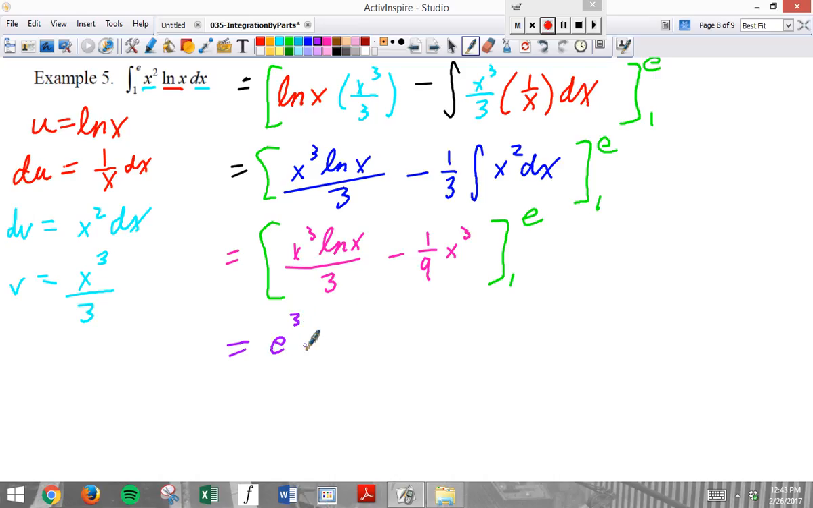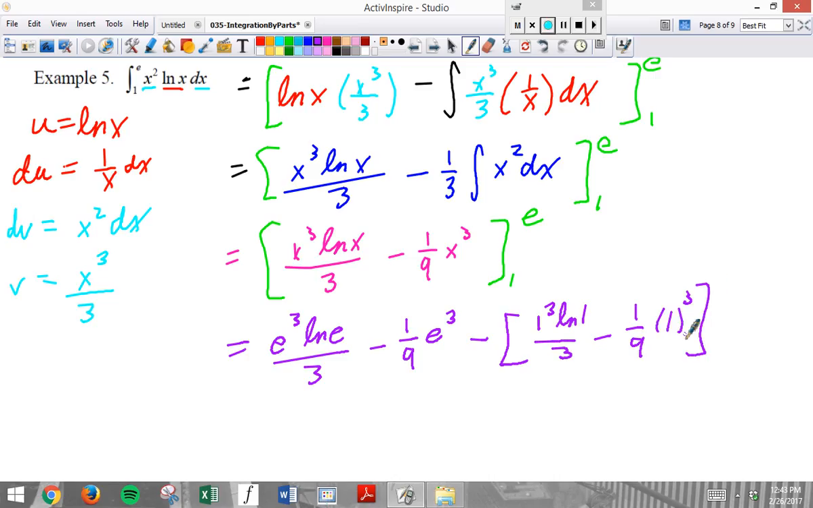e cubed ln e over 3 minus 1/9 e cubed, minus bracket. We're balancing this whole thing. 1 cubed ln 1 over 3 minus 1/9 times 1 cubed. And that's good enough for government work. Cool. All done. Hey, you should know, natural log 1 is 0. So that could have gone away. Natural log e is 1. So that could stay around. I mean, it goes to 1, e cubed, 3, and so on. Okay?